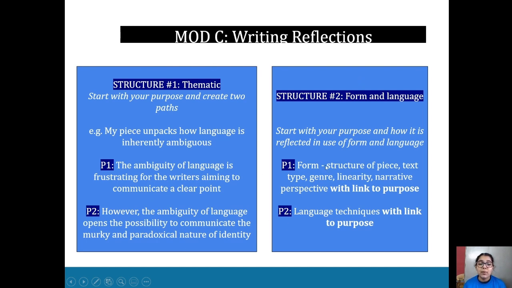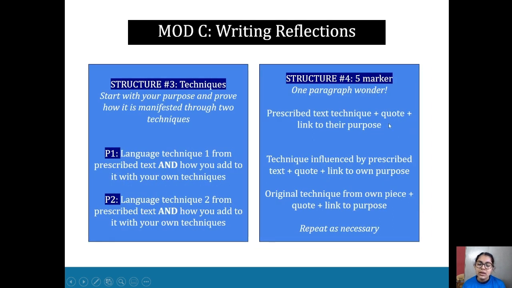A second structure could be where my reflection is based on form and language. So I start off with my purpose. Purpose is really important. You need to have a purpose with your writing, so in your reflection, you need to talk about your purpose. Then I may talk about form, so the structure of the piece, the text type, the genre, and then language, and then talk about language techniques that link with the purpose.